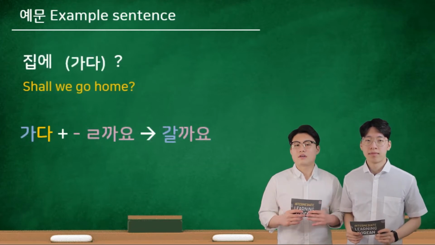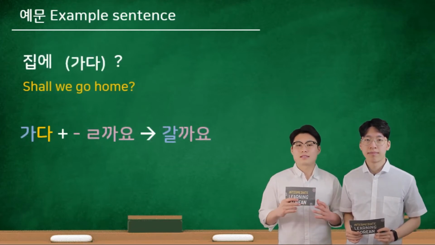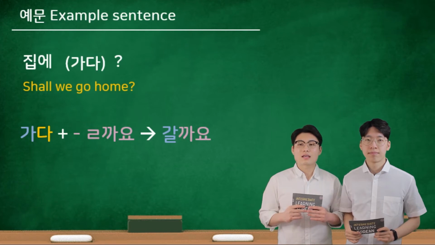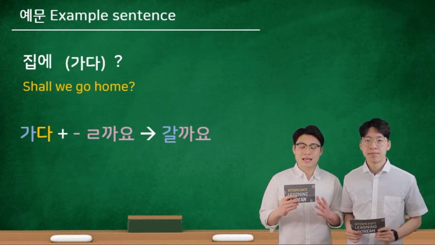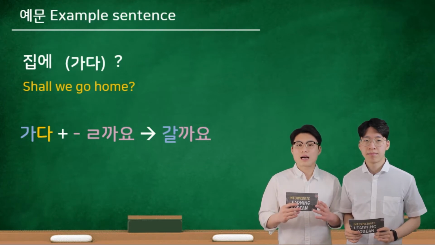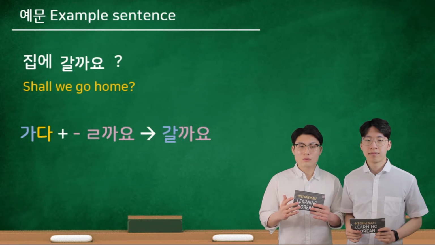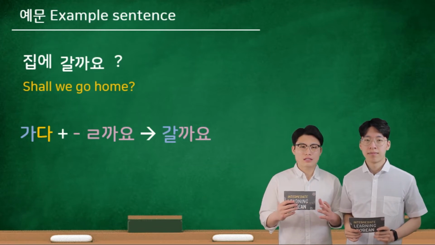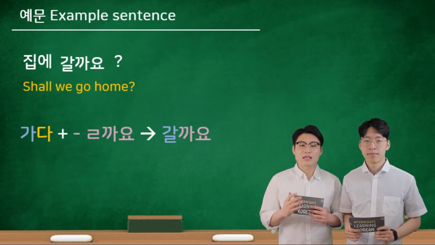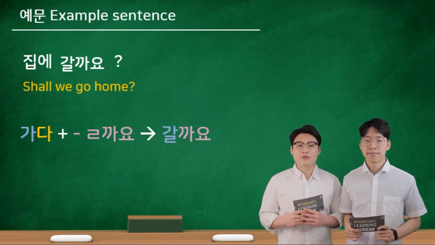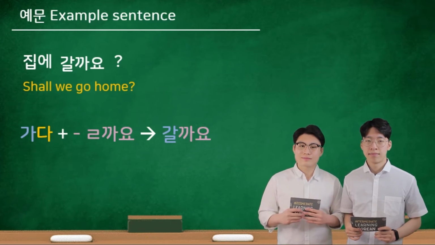This is the fourth example sentence. 집에 가다. When we remove the 다 from the verb 가다, we can use 리을까요 because it has no final consonant. So it becomes 갈까요? Yes, do you remember after reviewing?